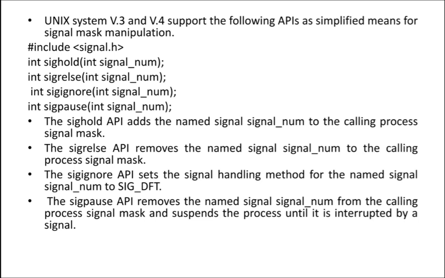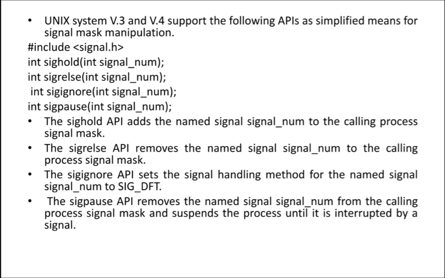Next, sigpause. It is going to remove the named signal. If you want to remove any signal from the signal mask, you have to use the function sigpause, right? And it's going to suspend the process until it is interrupted by a signal. Obviously, it is going to suspend the process until it is interrupted by a signal, because you have to remove the signal from the signal mask. Getting, guys? To add the signals, you have to use sighold, right? So if you want to remove the signal, you have to use sigrelse, right? If you want to change the signal settings, you have to use sigignore.